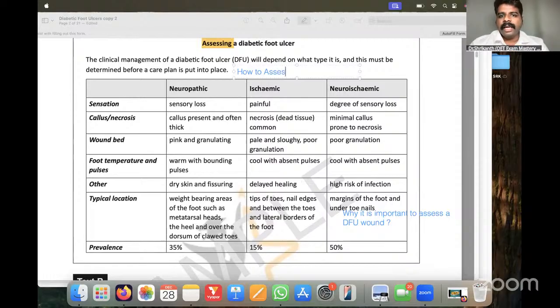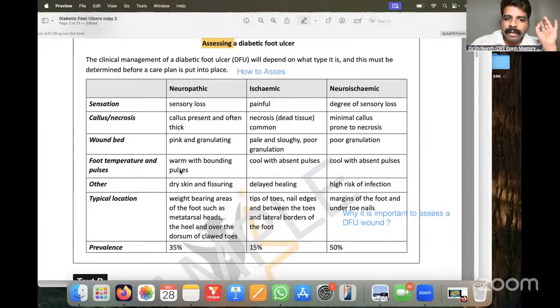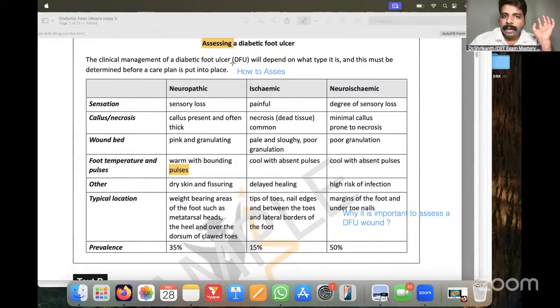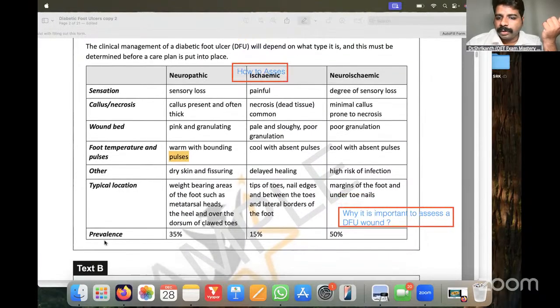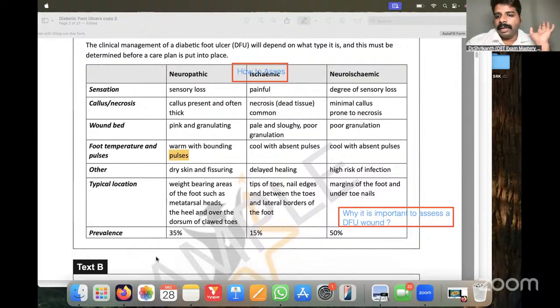Okay, so if a patient is having neuropathy, then like this we have to assess. We have to assess if there is any sensory loss. We have to assess if there is any pink coloration. We have to assess if there are any bounding pulses. So here text A is all about how to assess a diabetic foot ulcer. Right. But over here, the question was asking us why it is important. The question is asking us why it is important for us to assess a diabetic wound over here.